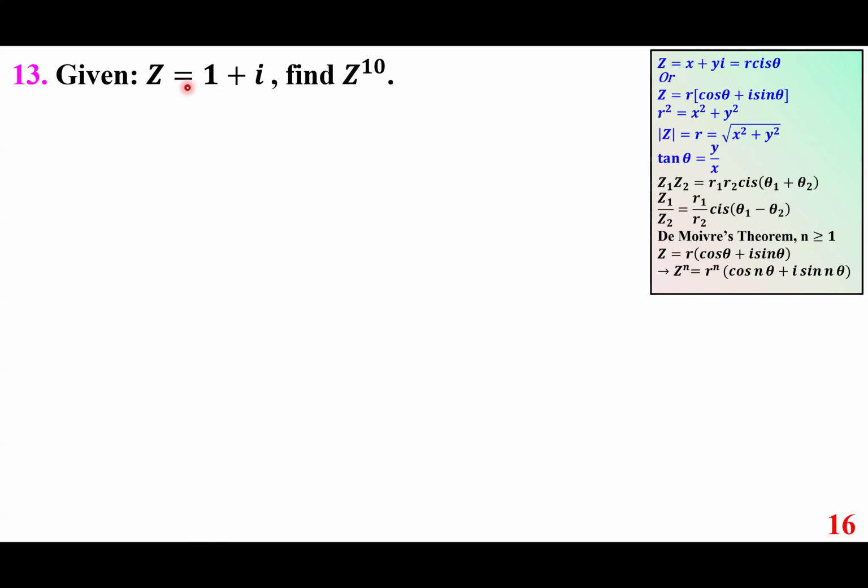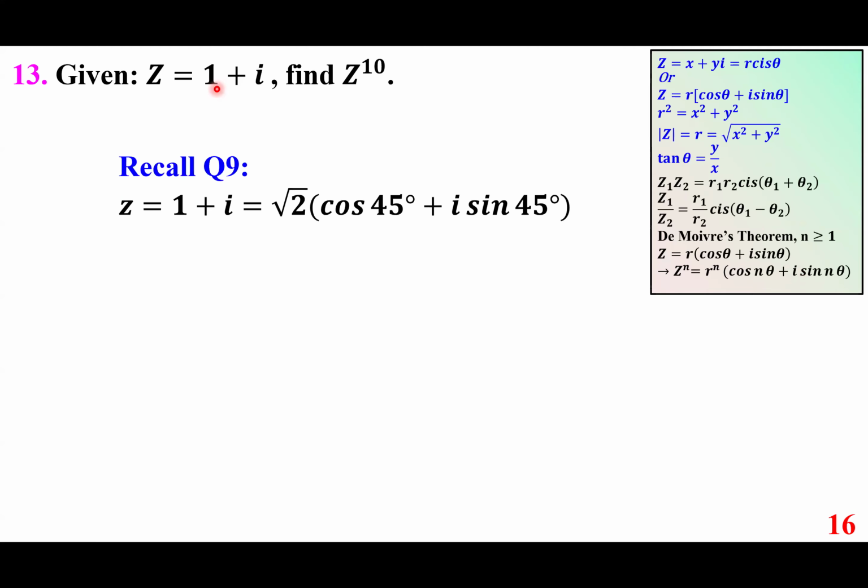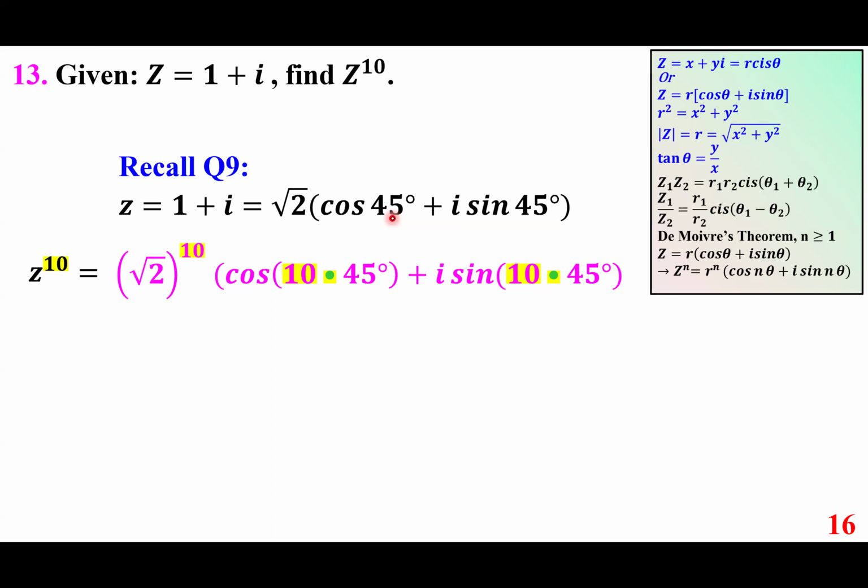Given z equals 1 plus I, let's find z to the power of 10. We're going to use De Moivre's theorem. The first thing is to find z, but we did it in question number 9, and we found it to be square root of 2 cis 45 degrees, or cosine of 45 degrees plus I sine of 45 degrees. Therefore, z to the power of 10, we raise this to the power of 10, we multiply the argument by 10. Square root of 2 to the power of 10, that means 2 to the power of 5. And this is, of course, 450 degrees.